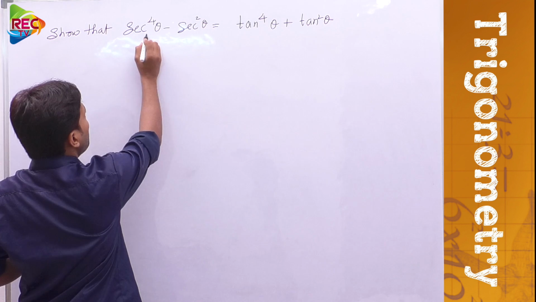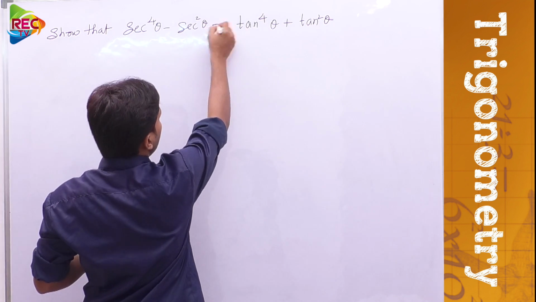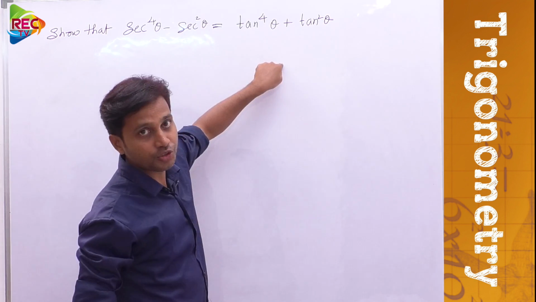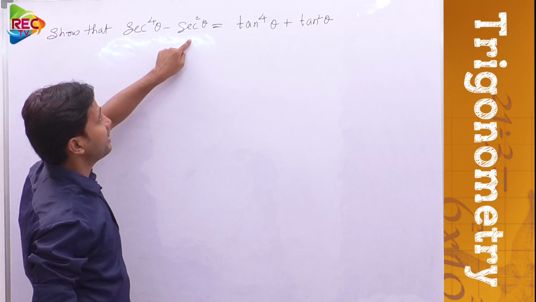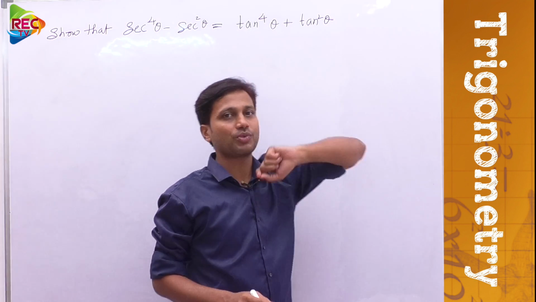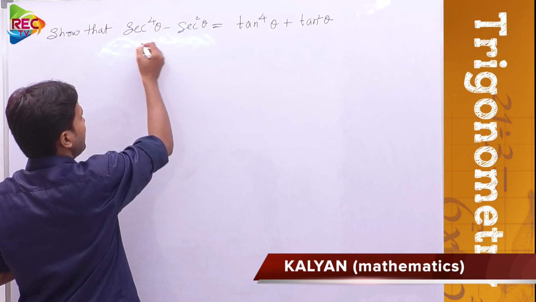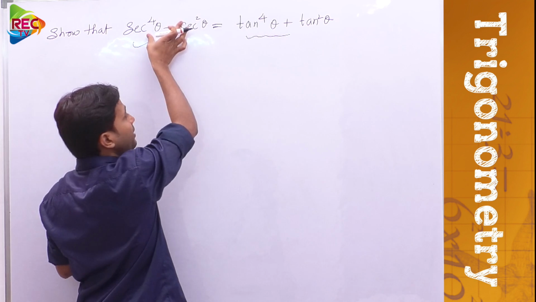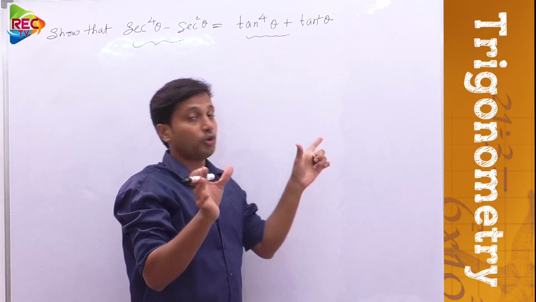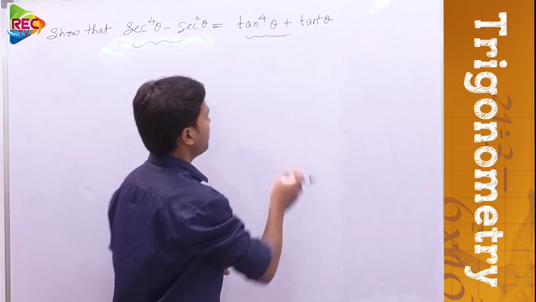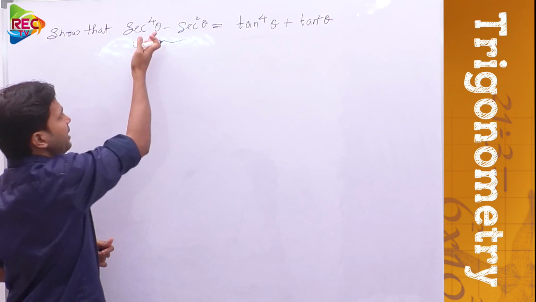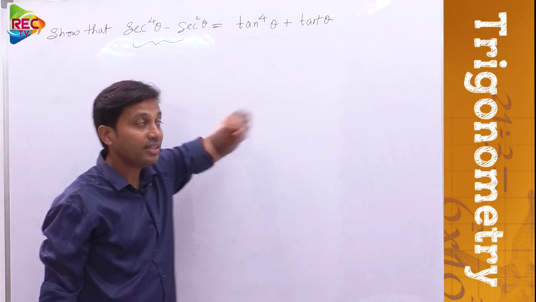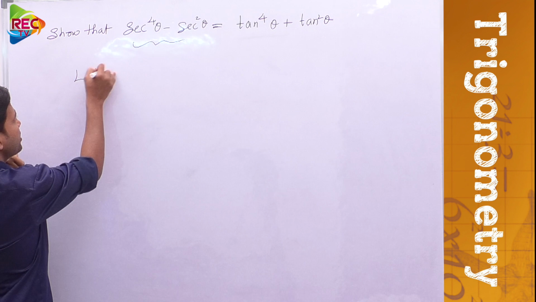See here, secant power 4 theta minus secant square theta is equal to tan power 4 theta plus tan square theta. We need to show that these two are equal. Understood? So that means we need to take this one and obtain this one, or else take this one and obtain this one, so that both of them can be equal. Understood? So anyhow, we'll take this one, the LHS part, and we need to obtain the RHS part, right? Anyways, so here we are taking LHS.